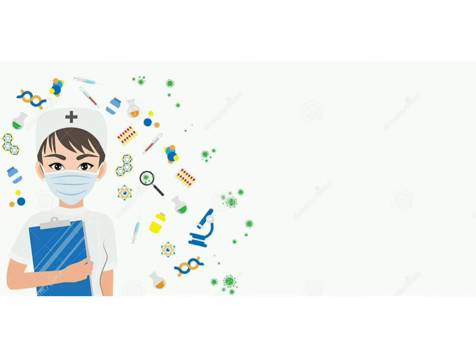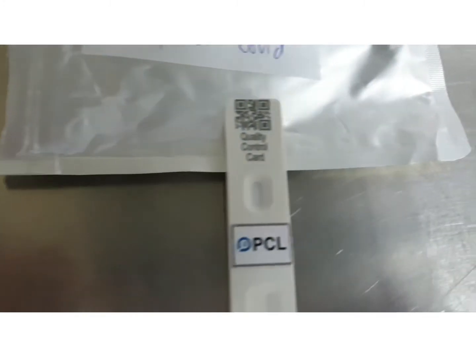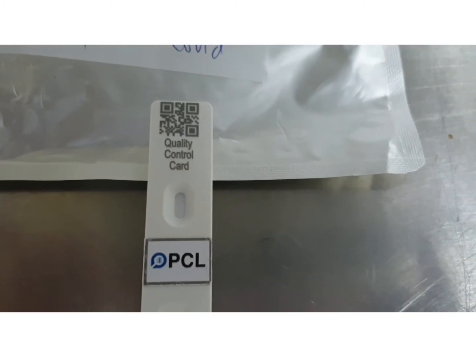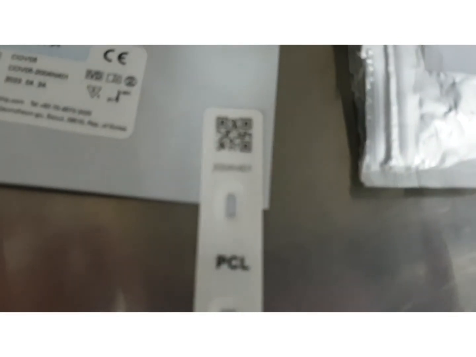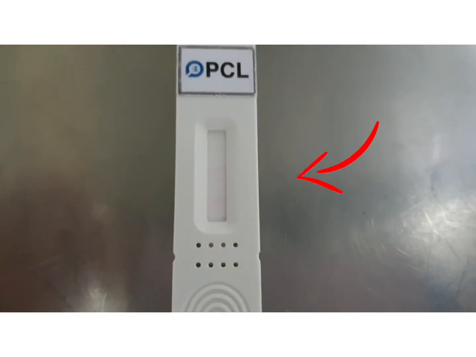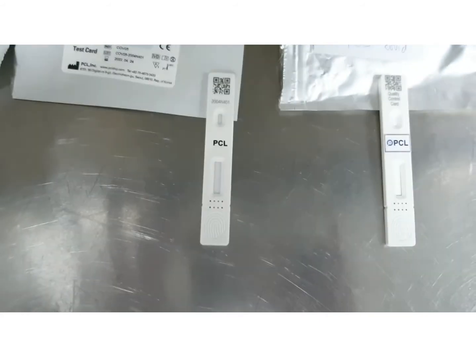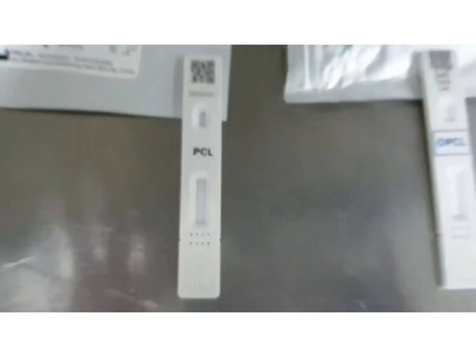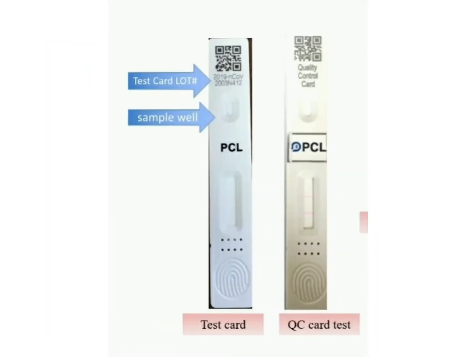Now we will show you the difference between the QC card and the testing card. This is the QC card. It has quality control card written on it. And this is the test card, which is used in running the samples. The QC card has a double colored line on it. Meanwhile, the test card has nothing. Please bear in mind that the test card should be used within 1 hour after opening the pouch, and the QC card expiry date is 10 years as per the manufacturer.